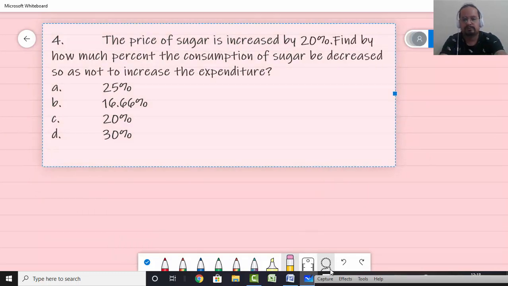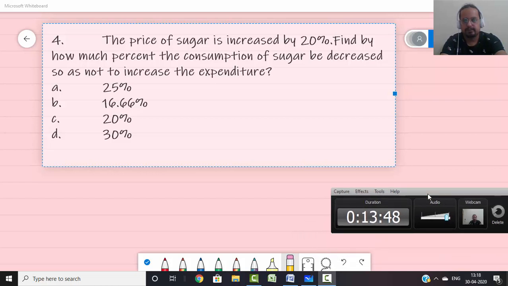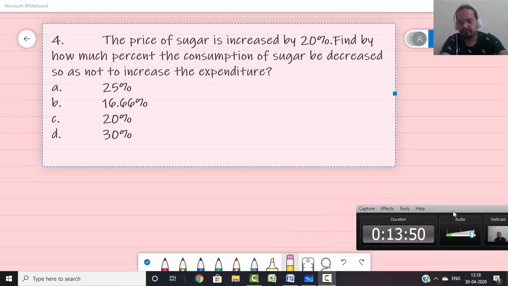So let's go through the question first. Price of sugar is increased by 20%. Find by how much percentage the consumption of sugar must be decreased so as not to increase the expenditure. So price of sugar is increased by 20%. Consumption has to come down obviously because the expenditure is constant.